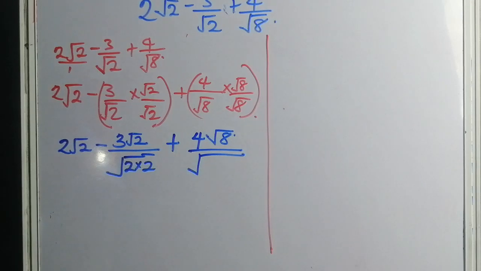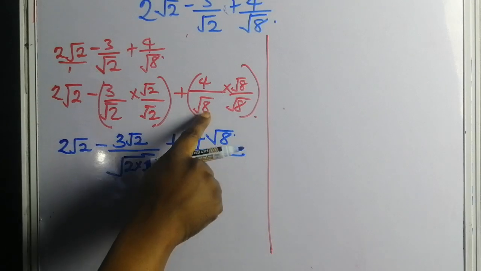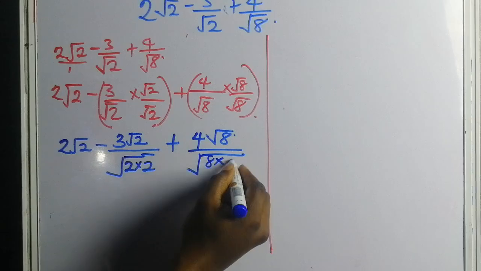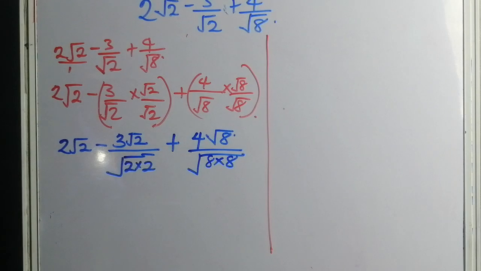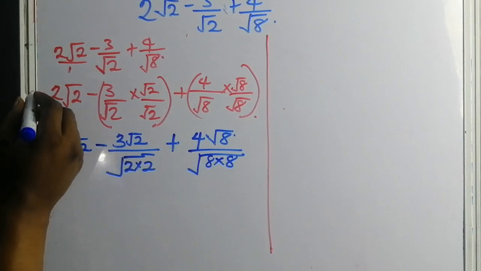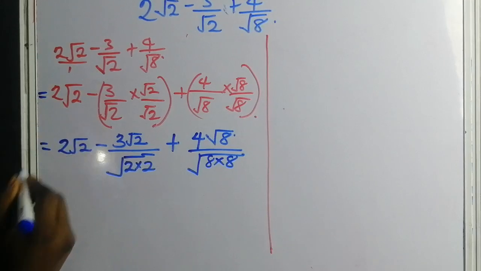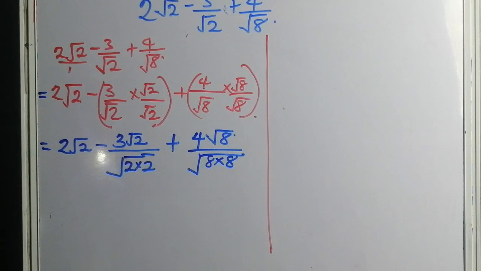Then this one is also the same thing as what we did here. Pick one square root under the law of surd, then multiply what is inside. 8 times 8. It's as simple as that. So you are already simplifying, breaking it down to the lowest.